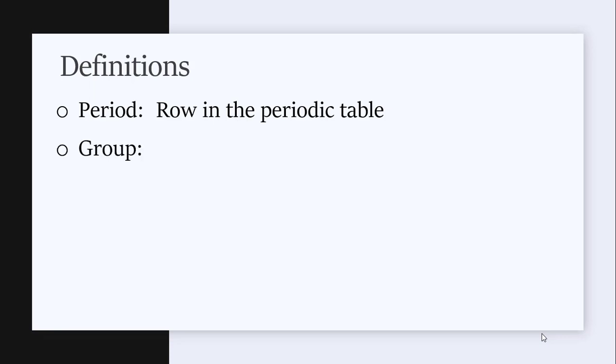Within the periodic table, we have things called periods, which are rows in the periodic table. As a matter of fact, there are 7 periods on the periodic table. Then we have groups. Groups are the columns in the periodic table. And when we talk about trends, we will talk about trends in periods and in groups.